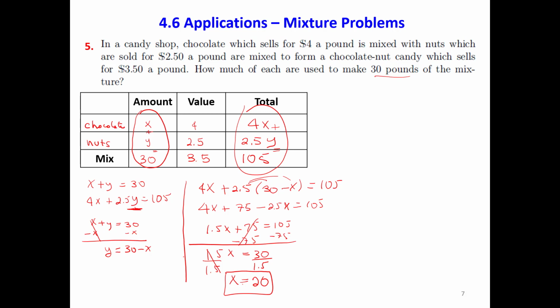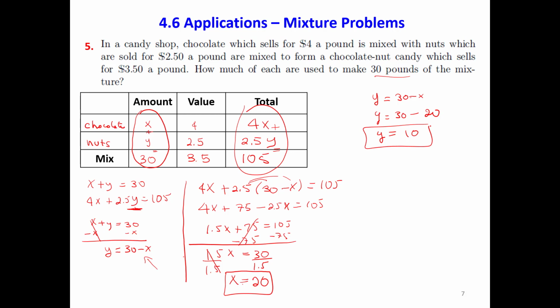Now, because we have the lone variable equation, it's easier to find y if we just plug x into the lone variable equation. And we have y equals 30 minus x, y equals 30 minus 20, y equals 10.